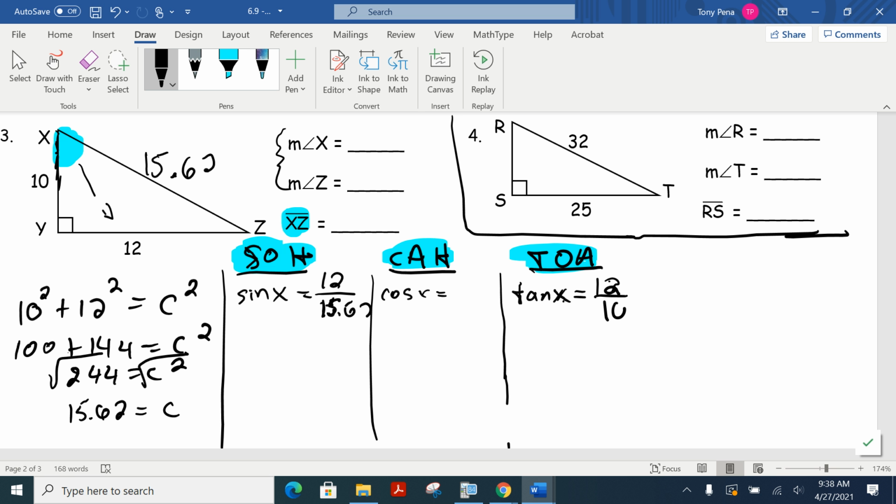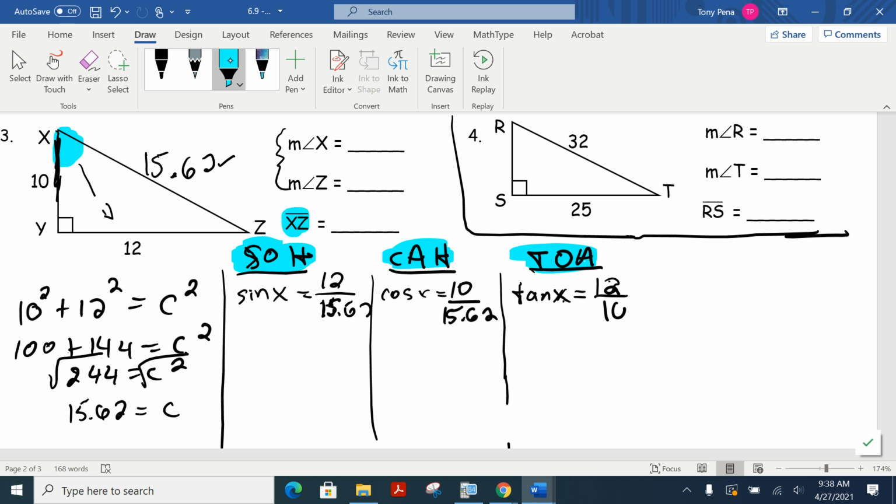Let's go ahead and set that up just so we could have it. If this is angle x, the cosine is the adjacent side, which is the 10, and then over the hypotenuse, which is 15.62. All three of those are going to give the exact same degree measure for angle x. So whichever one you are now solving for, whether you have the sine, cosine, or the tangent, you just have to plug this in correctly.